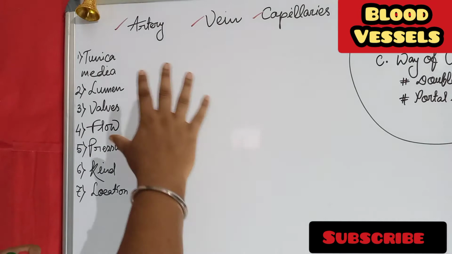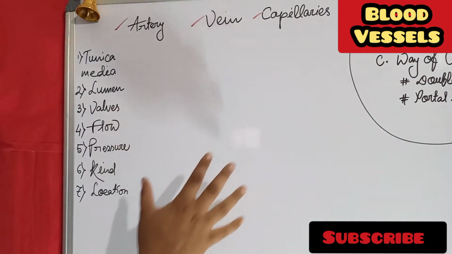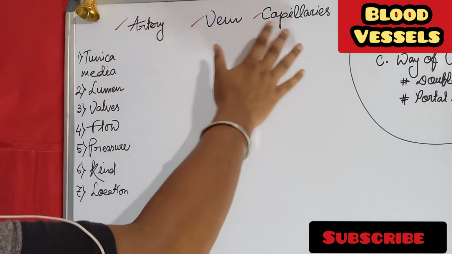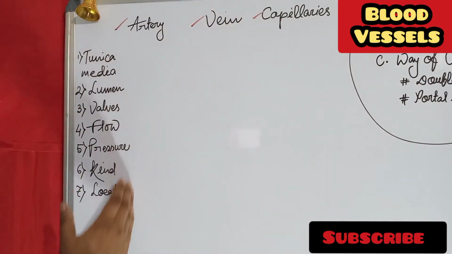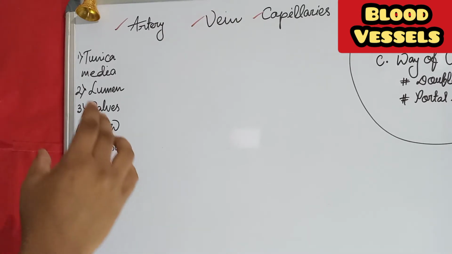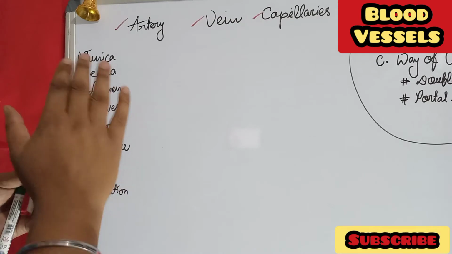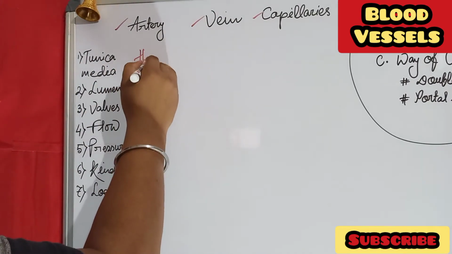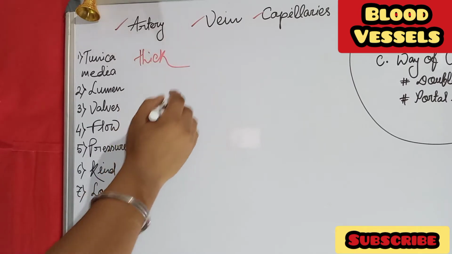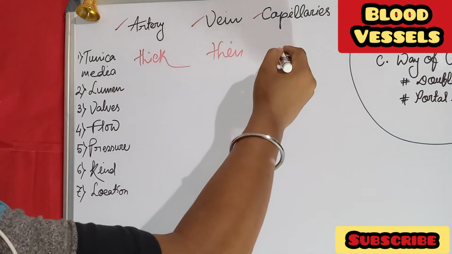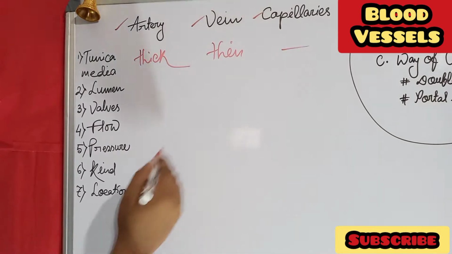Now, on the basis of the differences, we are going to explain them. Both of them are vessels. Now, on the basis of these points, we will discuss them. Number 1, tunica media. What is tunica media? It is the muscular middle covering, which is thick in the artery. In the vein, it is relatively thin, and in the capillary it is almost absent.